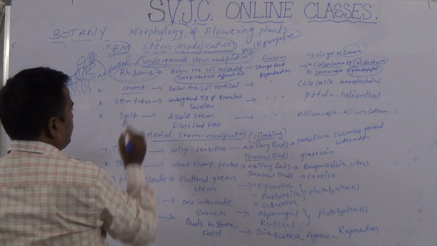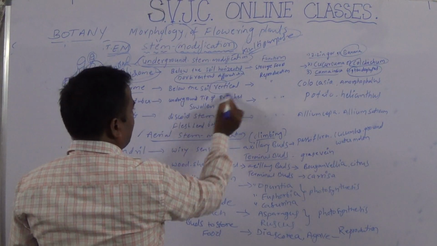And the next one is corm. It grows below the soil but vertically.